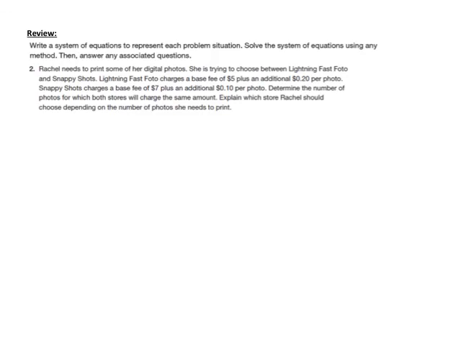All right, this is just a little review for your unit test. You have to write a system of linear equations and then solve it. Any method, okay? Rachel needs to print out some digital photos. She's trying to choose between lighting fast photo and snappy chat. So she's going to be comparing, right? She's doing a versus, one versus the other.